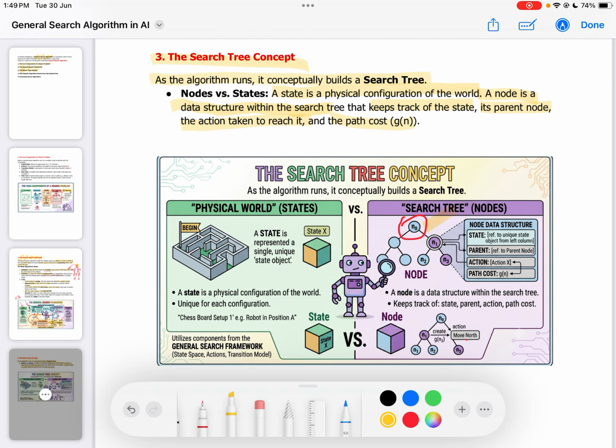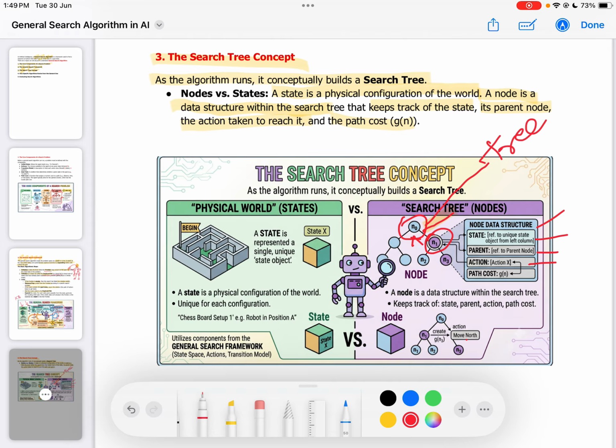Now let me explain this in detail. So we know this is the tree. Okay. Now what does a data structure have? It has a state, it has a parent. This one is the root node, so it doesn't have a parent. This one n1 has a parent which is n0. Okay, you understand. Okay, third is action that can be performed in each node.